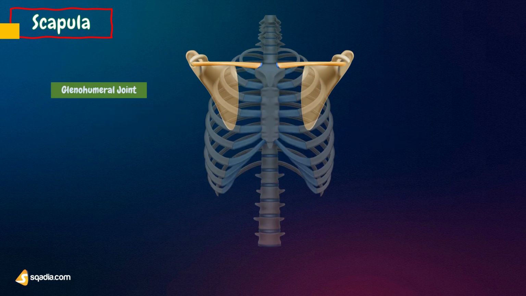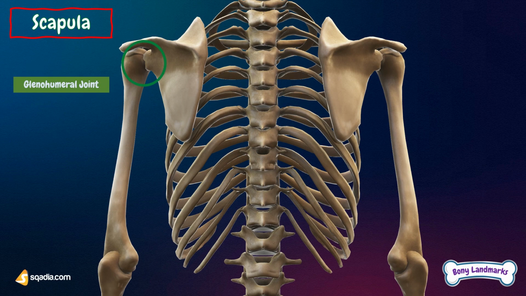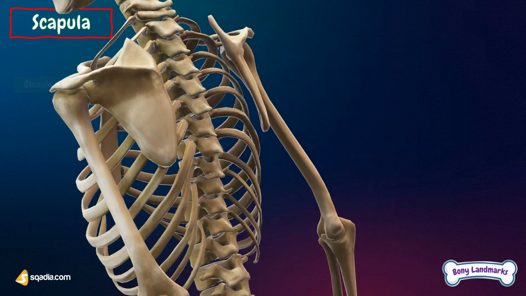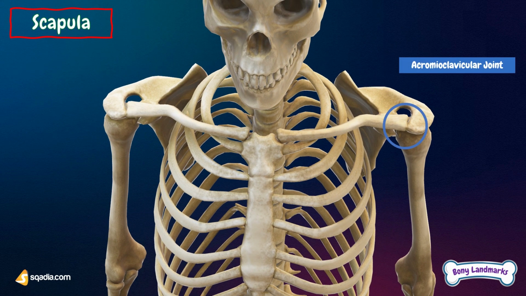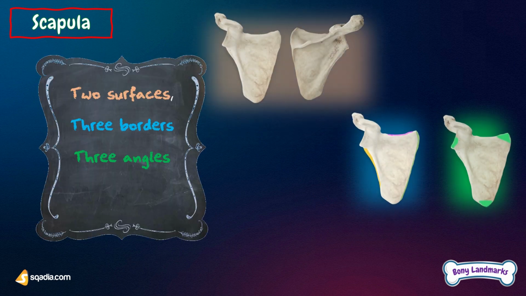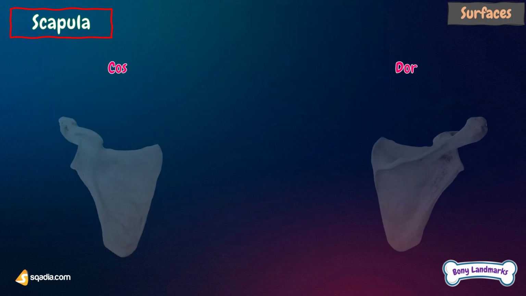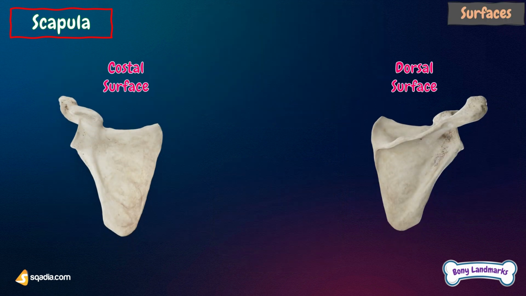The scapula also articulates with the humerus to form the glenohumeral joint, and with the clavicle to form the acromioclavicular joint, respectively. The scapula has 2 surfaces, 3 borders, 3 angles, and 3 processes. Let's look at them in more detail. Costal and dorsal surfaces. The costal surface, or subscapular fossa, is concave and is directed medially and forwards.